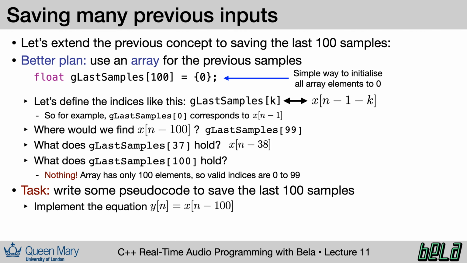A brief task for now, then, is to write some pseudocode. You don't need Bela for this, just write it down in a text editor somewhere. Write some pseudocode that saves the last 100 samples of x inside of an array so that you can implement the equation y of n is equal to x of n minus 100. Pause the video here briefly and try that.